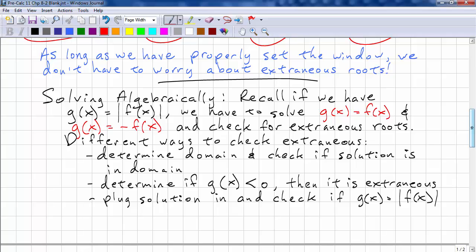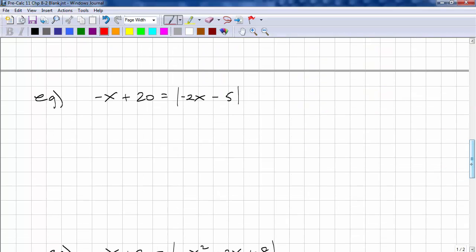Now, for the more difficult problem, we need to solve this algebraically. So, recall, piecewise, we have to solve g of x equals f of x and g of x equals negative f of x, and check for extraneous roots. And we can do this two different ways. We determine the domain and check if the solution is in the domain. Determine if g of x is less than 0, then it's also extraneous. And the last way is to plug the solution in and check to see if it matches. So we have two examples here.